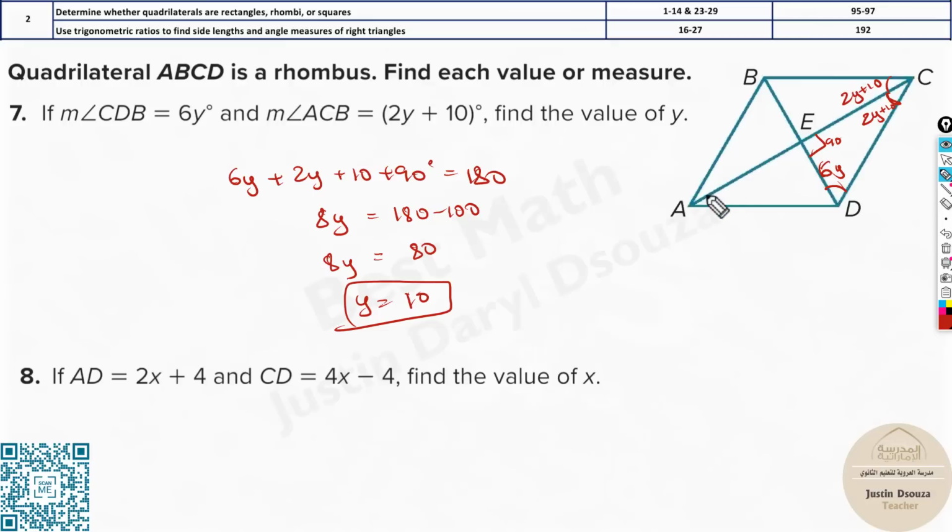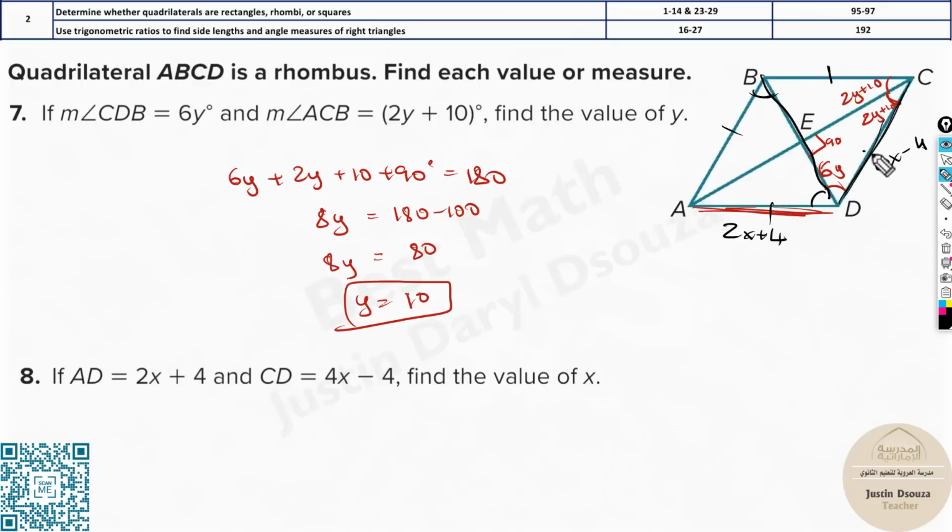Now what about this? AD is over here. I'll just change the color. AD is 2x plus 4. And what about CD, this one over here? CD is 4x minus 4. What is the value of x? Now here, these diagonals, right? Break these into isosceles triangles. I'm so sorry, isosceles. The base angles are equal, and these two sides are also equal.